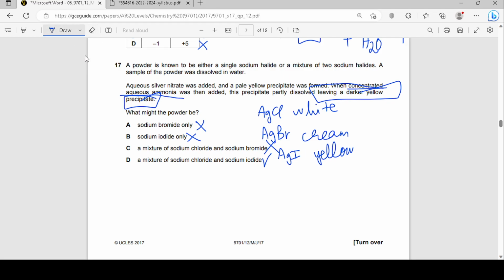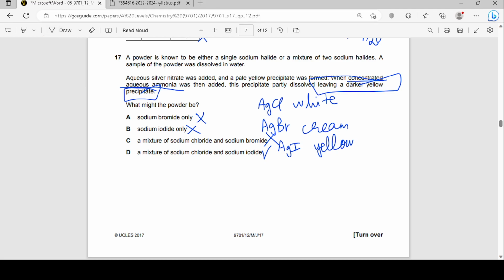Obviously, it does not dissolve in dilute aqueous ammonia either. So it doesn't dissolve in either of them. You still have the silver iodide left, and that's why you got the dark yellow precipitate after that. So basically D will be the answer. It's a mixture of sodium chloride and sodium iodide.